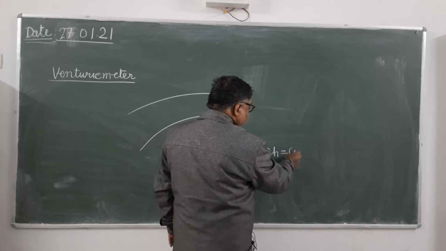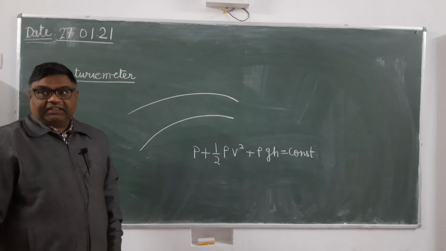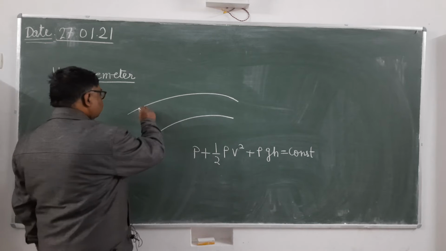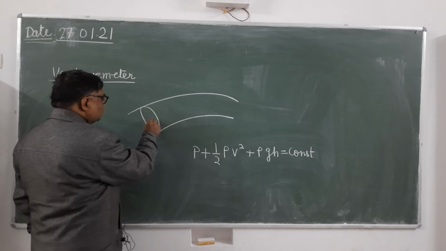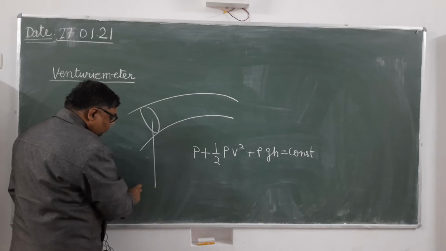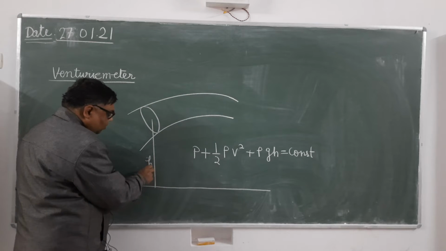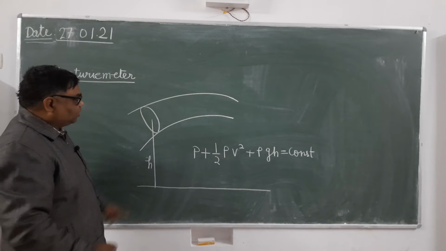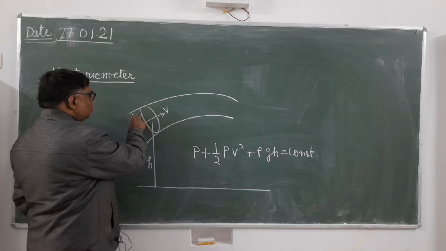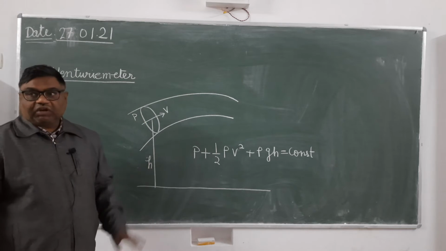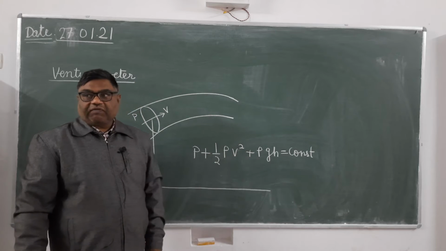At every cross section the value of this, a relation between P, V and H, will remain constant. Suppose you have taken this cross section. So, what is H here? H is the height of the center of the cross section from some reference horizontal level. What is P? P is the pressure at this cross section. What is V? V is the velocity of flow, and rho is the density of the liquid. Now these things are the energies possessed by the flowing liquid.